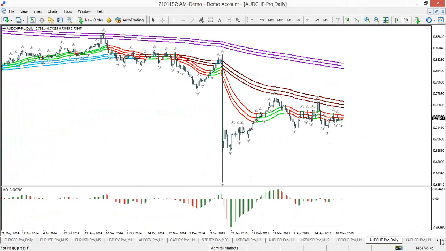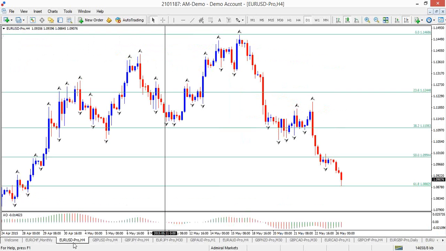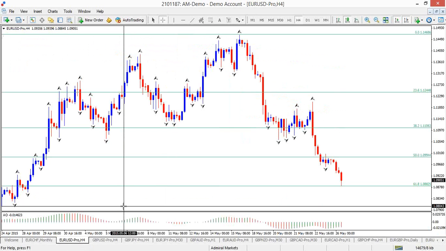All right. Does anyone want to see the? I don't know. Let's see, what else do we have left? Oh, let's take a look at the Eurodollar. Does anyone have any preference for any currency pair? Just drop a chat in the box.